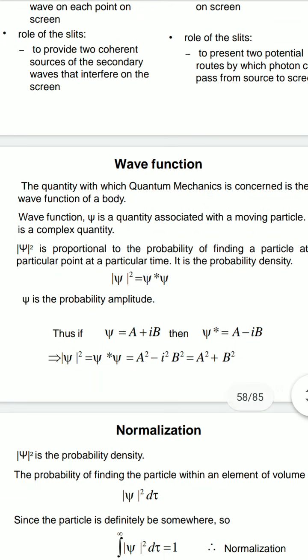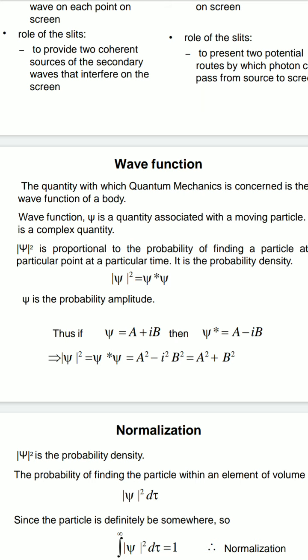It can be complex, it can be real also. It will normally be a complex quantity. So when you have a term, we represent it with the symbol psi for the wave function. So psi represents the wave function.